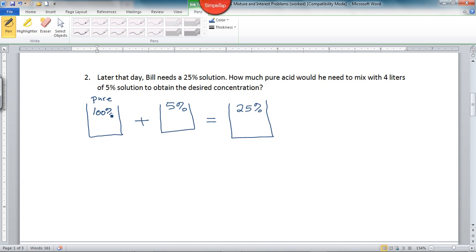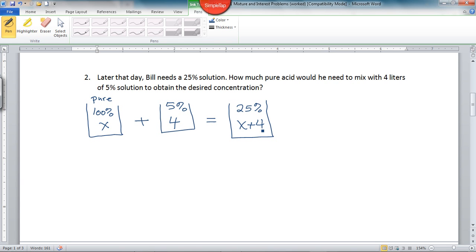All right, what else do we need? We need the amounts in each case. How much pure acid do I have? Well, I don't know. That's our unknown. Call it x. 5%, well, I got 4 liters of it. And then 25%, I don't know how much will be in the mixture. However, I do know I have x liters here, 4 liters here, so that's x plus 4 liters of 25%.